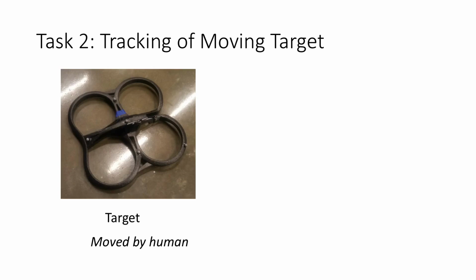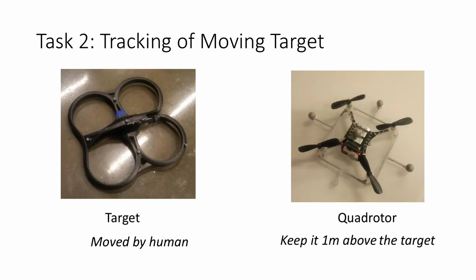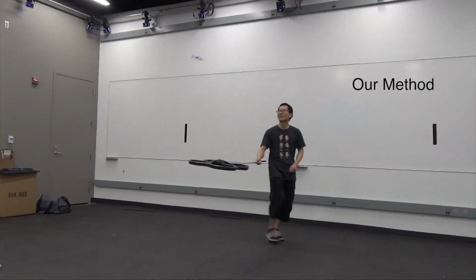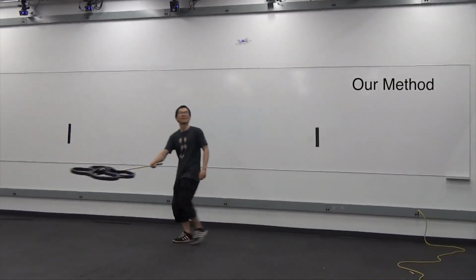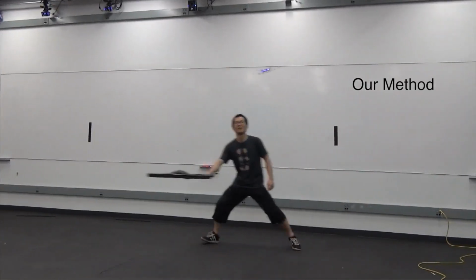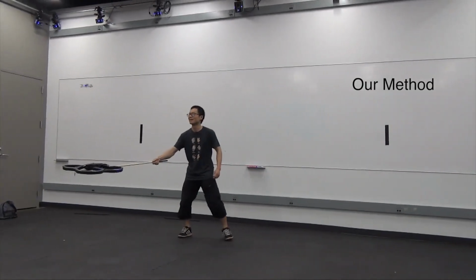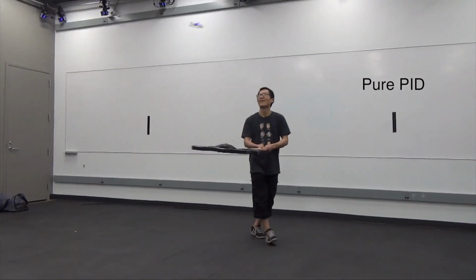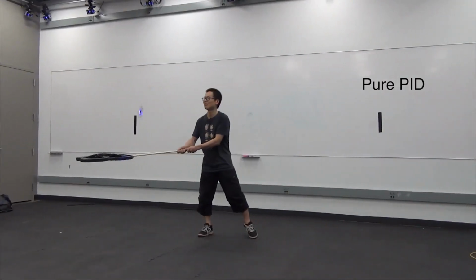In the second task, we demonstrate the real-time capability of our method. The quadrotor has to track a moving target. It will try to stay 1 meter right above the target, which is moved by a human. While pure PID fails when the target moves too fast.